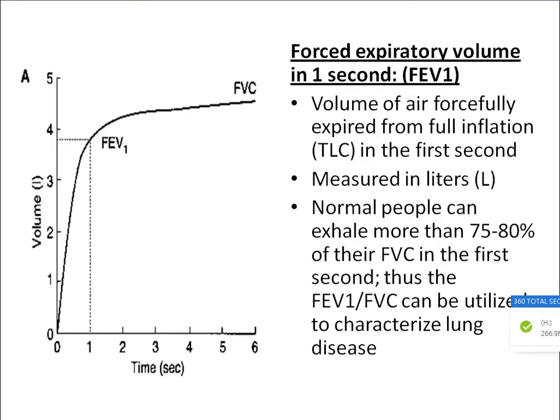Thus, the FEV1 by FVC ratio can be utilized to characterize the lung disease. Is there any obstruction, or is there any restriction? Any pathological abnormality pattern can be estimated from this FEV1 by FVC ratio.